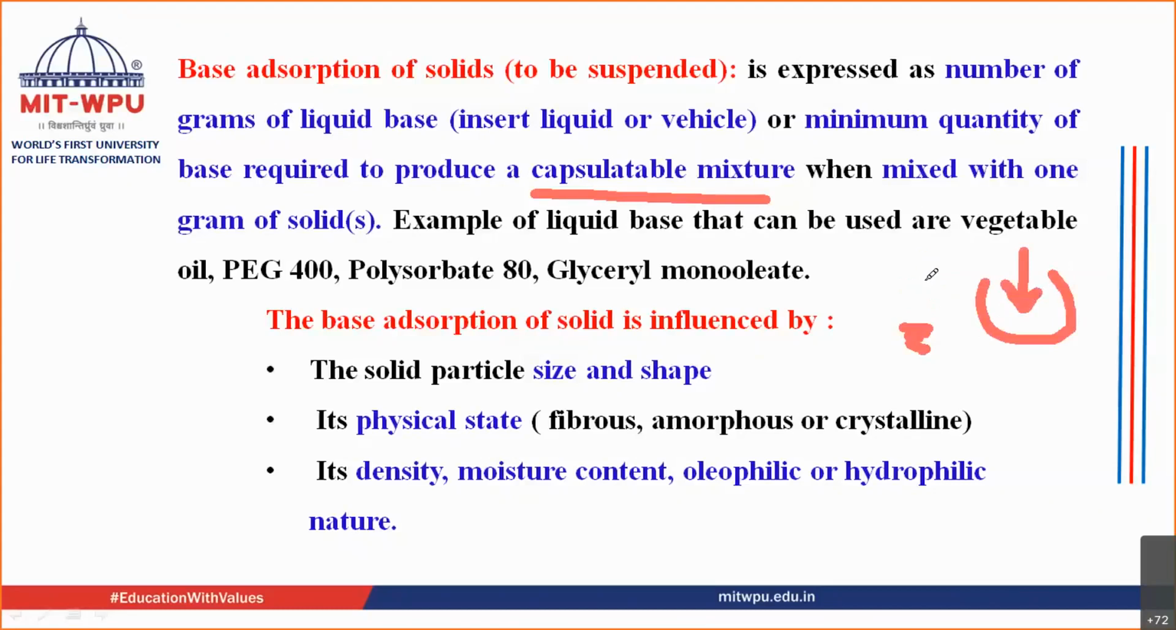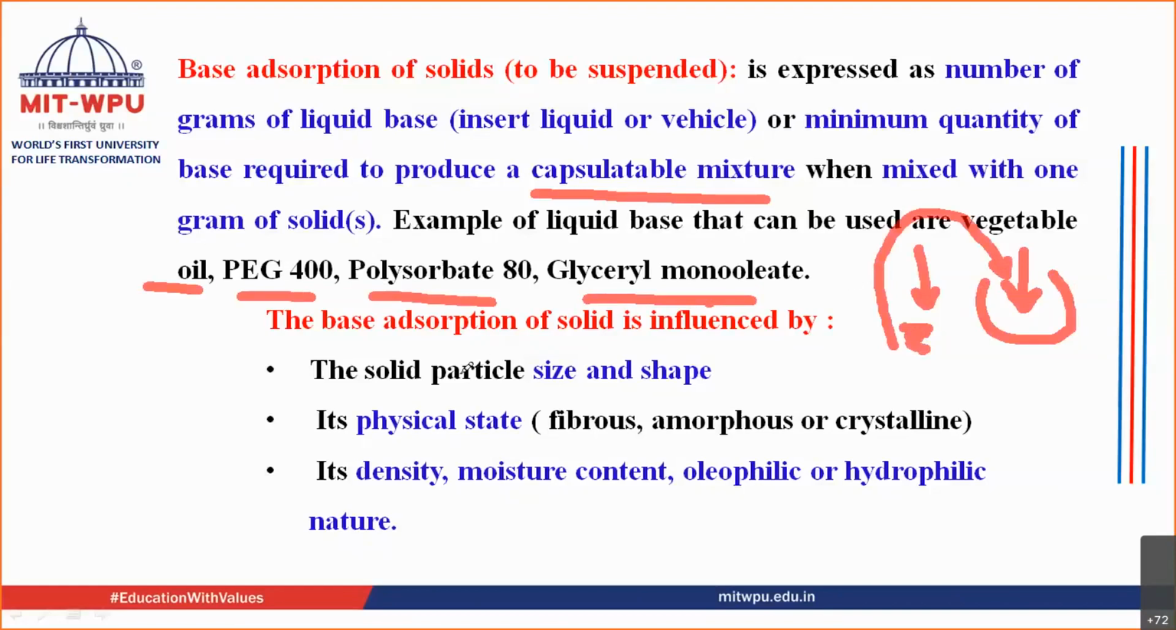What are the liquids that can be added to this solid? A number of liquids can be added, for example, vegetable oil, PEG 400, polysorbate, glycerol monooleate. These are a few examples which can be added to this solid and converted into a suspension. And this suspension can now be further added inside the capsule shell. Clear till here?